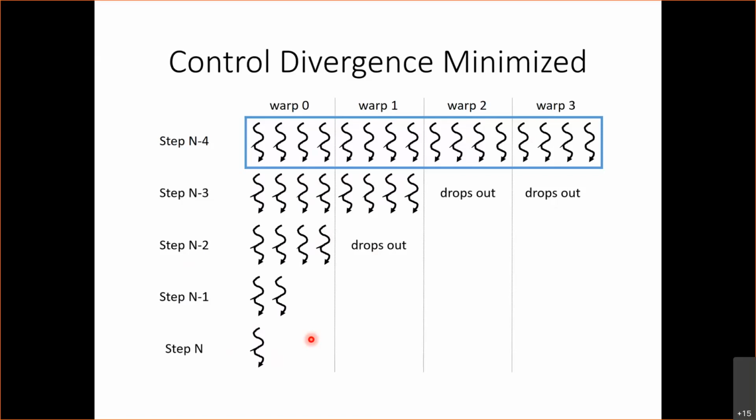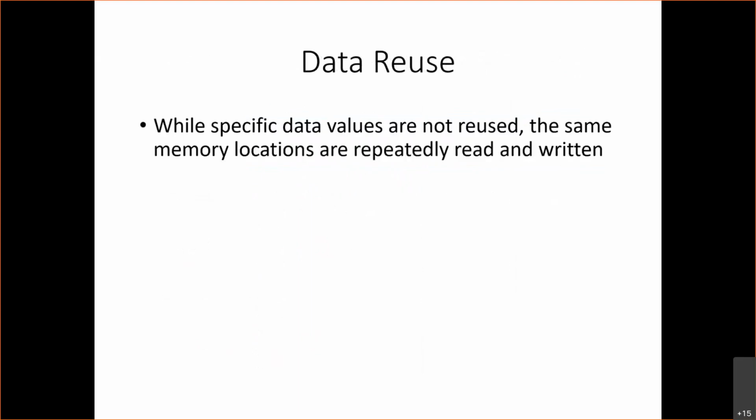For now, we've seen these optimizations of limiting divergence and memory coalescing. Let's now go back to the optimizations that we've practiced quite a bit and we're comfortable with. A lot of you said shared memory, and that's right. We could use shared memory here to optimize something, but optimize what? We don't really have data reuse here, because no specific value is actually reused. However, the memory locations which contain these values are actually reused.